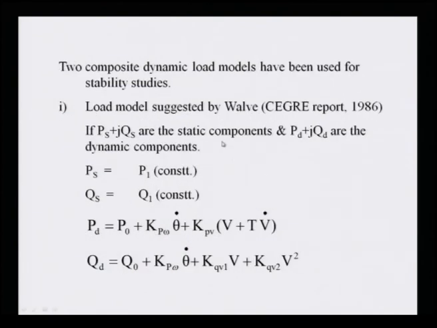Some people have also gone for a different one, because different models are suggested for stability studies. The load model suggested by Walve in the Sigre report 1986 is: if PS plus jQS are the real and reactive powers of the static components and PD and QD are the dynamic components, then we can take PS and QS as constant, but for PD and QD, the dynamic components, some gains should be added here, that is the real power with respect to the theta dynamics, and kV here, the voltage dynamics. All these things are now added, and then people have analyzed transient stability.